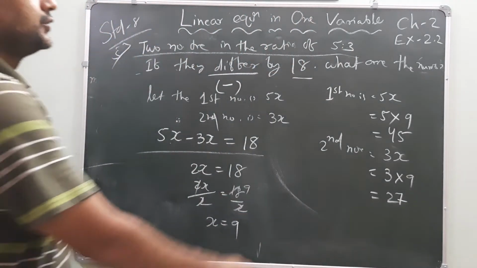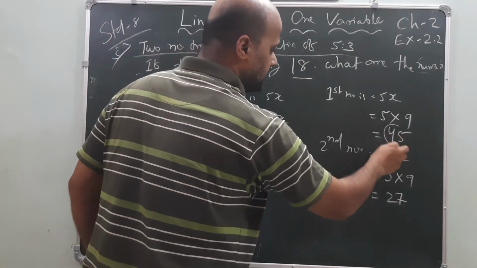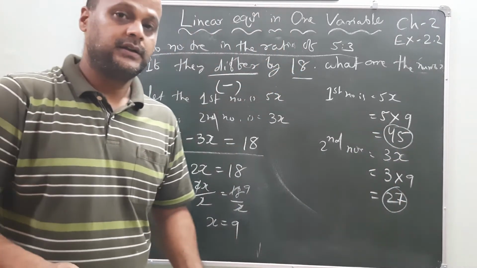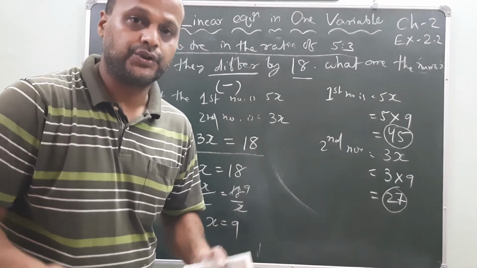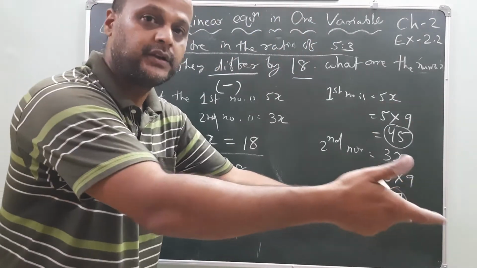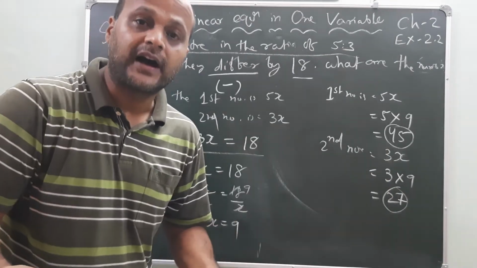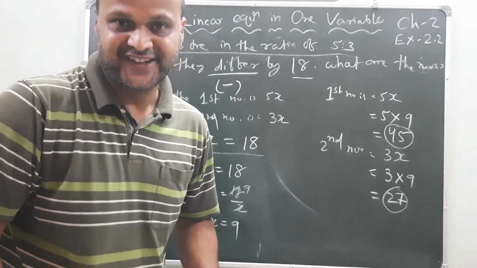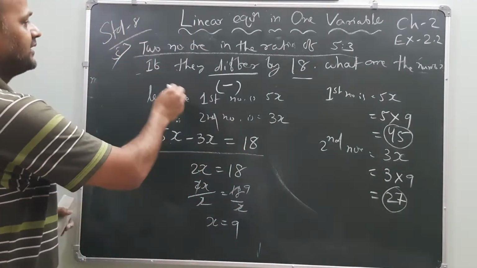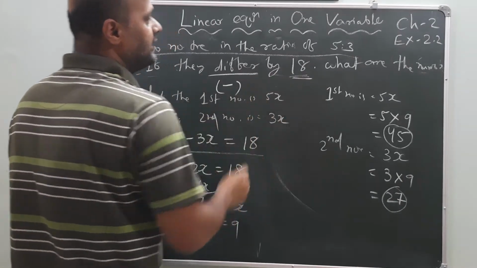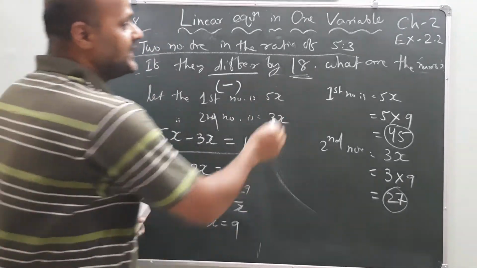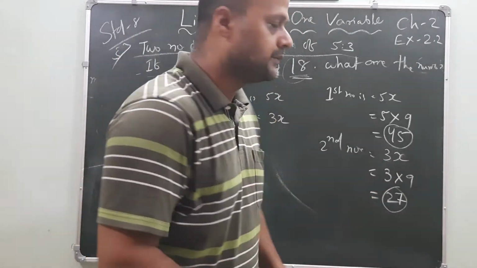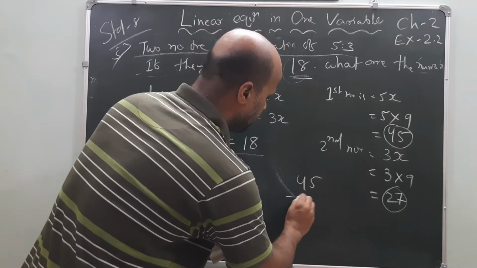27. Okay. So the first number is 45, the second number is 27. As I told earlier, after getting the values, you have to put the values in the statement so that you find out whether your answers are correct or not. Understood? Let's put it. If they differ by 18, if I subtract these two, is 18 coming or not? Just check it. 45 minus 27.